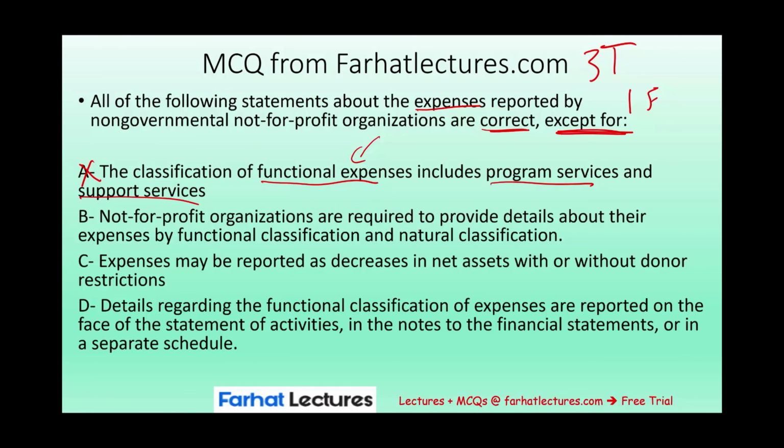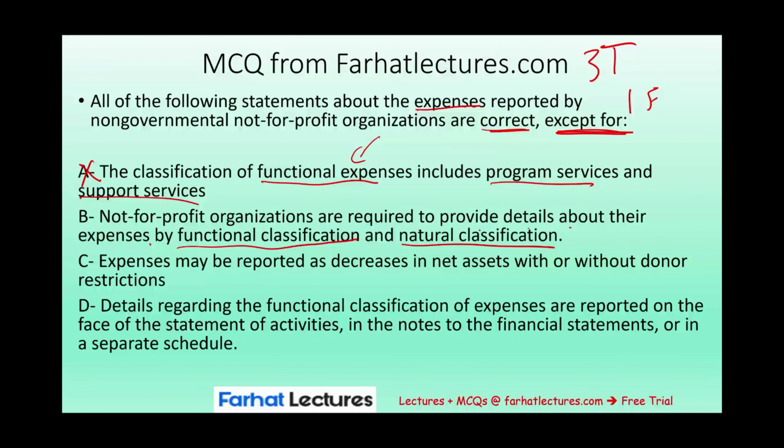Not-for-profit organizations are required to provide details about their expenses by functional classification and natural classification. Yes, they are supposed to do so by functional classification and natural classification. That statement is also true. So B is out. Expenses may be reported as a decrease in net asset with or without donor restriction. Is this true? What we're saying, expenses can be reported as a decrease in net asset with or without donor restriction.